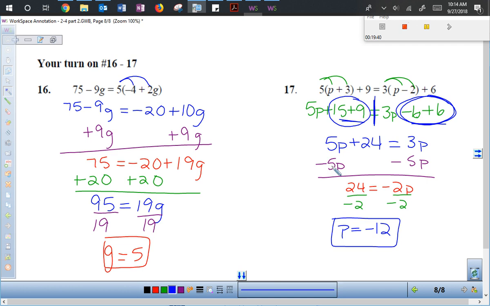Then I chose to subtract 5p from each side because if I would have subtracted 3p, that would have left nothing over on this side, which is a little bit too much work for me. So I subtracted 5p and got 24 equals negative 2p. Divided each side by negative 2, and p equals negative 12.